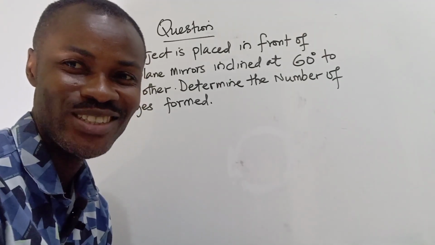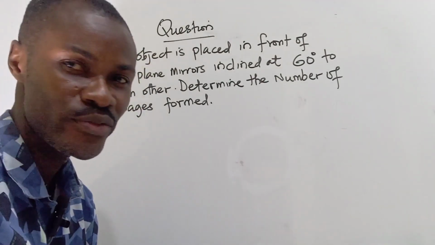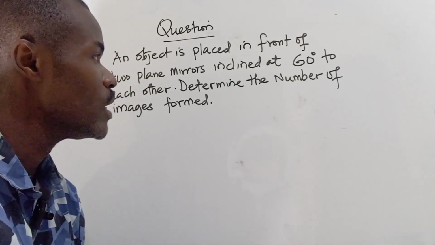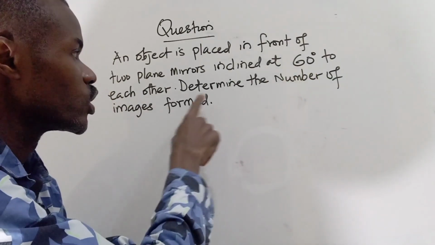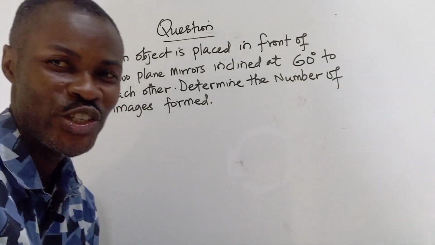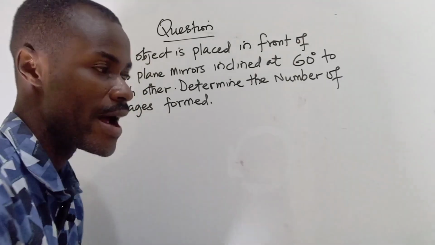It's on physics and on mirrors. The question says an object is placed in front of two plane mirrors inclined at 60 degrees to each other. Determine the number of images formed. Alright, so let's get the general idea.